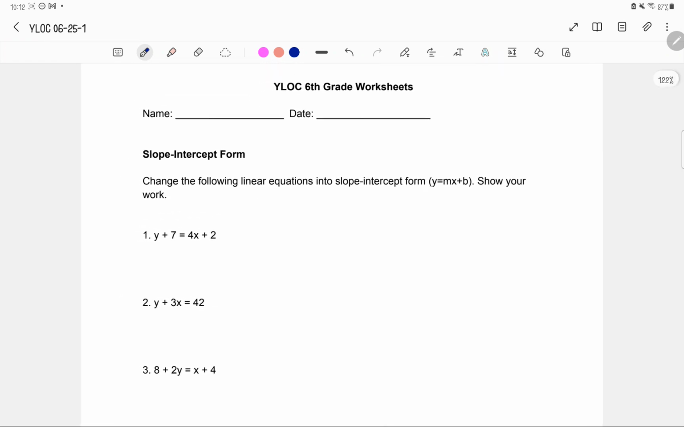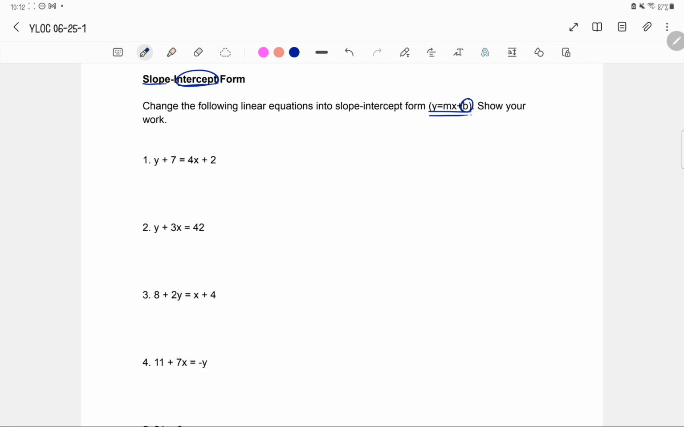The first topic we're going to go over is slope-intercept form. As said in the last video, the slope-intercept form is the one that shows the intercept, which is b. So this is the slope-intercept form, and we're going to convert these problems into this y equals mx plus b form.